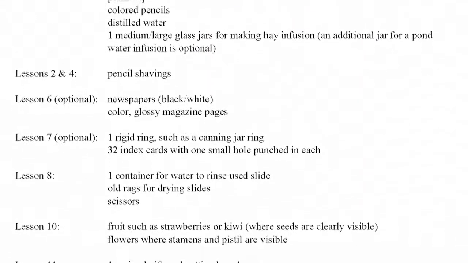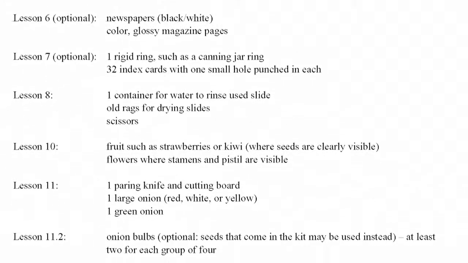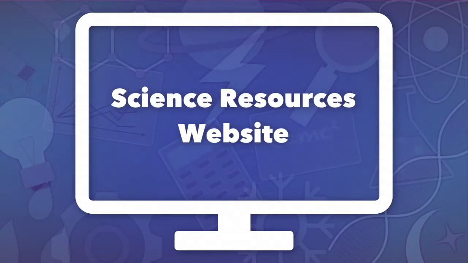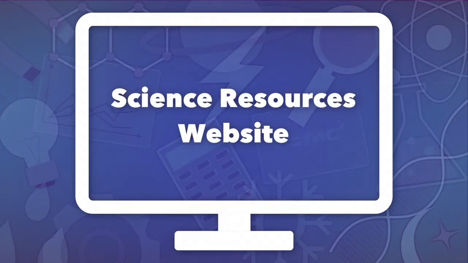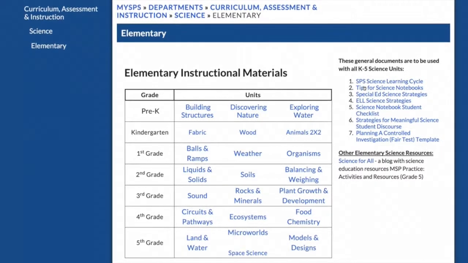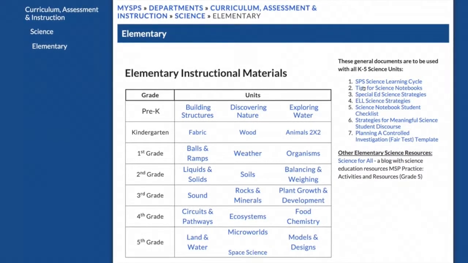Your classroom, school, or PTA budget should be able to reimburse you for these few items. Now let's look at the resources you will find on the website. On the website, you will find important documents that are used across all the pre-K through 5th grade science units.